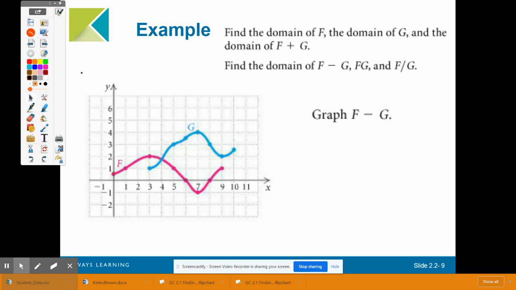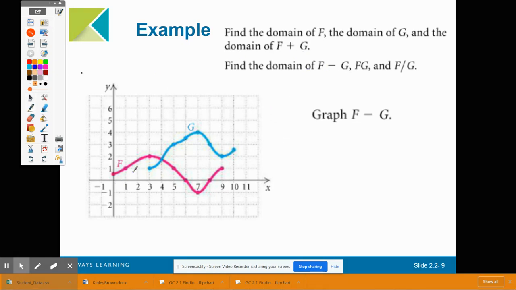Okay, what if you're looking at pictures? So F is this pink graph, and G is the blue graph. What is the domain of F? Well, the domain of F is starting at 0 and ending at 9, and we will use square brackets, 0 to 9. The domain of G starts at 3, goes to 10. So that would be 3, 10.